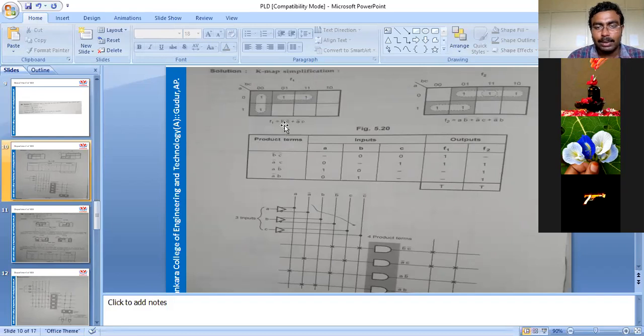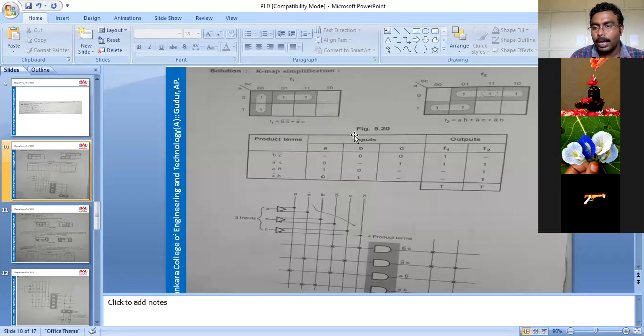So what are the product terms? B bar C bar, A bar C, A B bar, and A bar B. These are the 4 product terms. Students, you got 4 individual product terms. Is the given condition satisfied or not? Satisfied. So we are using 3 inputs A, B, C. We are going to design only 2 outputs, F1 and F2. And after K-map simplification, we got only 4 product terms: B bar C bar, A bar C, A B bar, and A bar B. So the condition is satisfied, students.